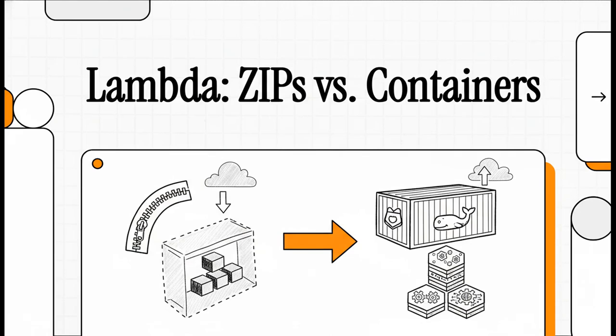Hey everyone, and welcome. If you're getting ready for the AWS Certified Developer exam, you have got to have a solid handle on how to package your Lambda functions. So today, we're going to break down the two main ways you can do it, the classic zip archive versus the super powerful container image.